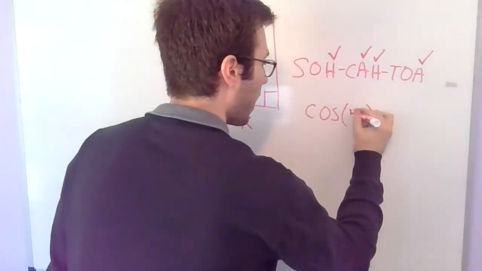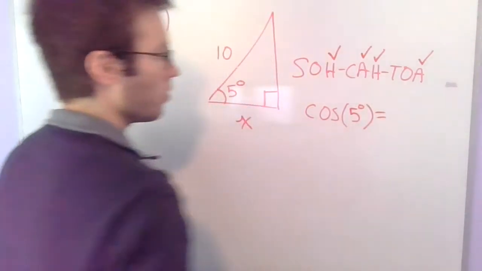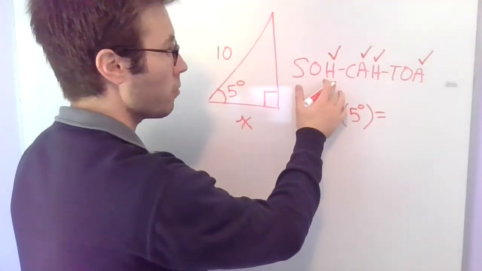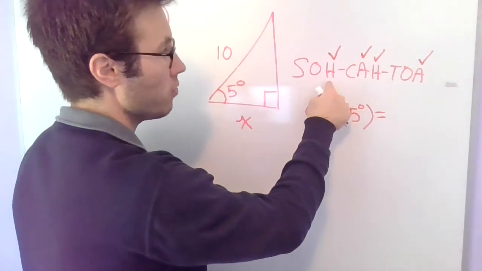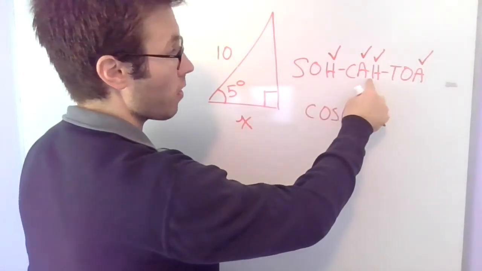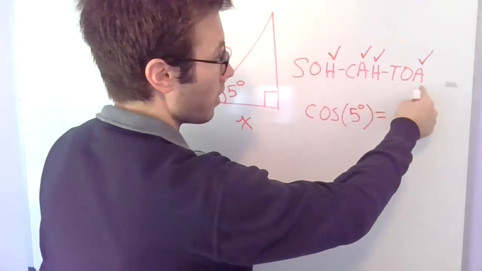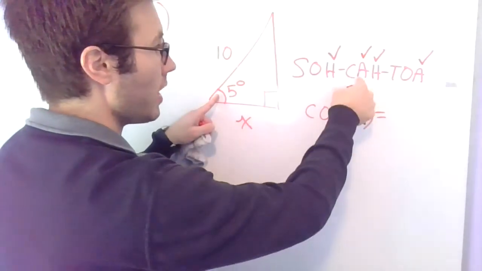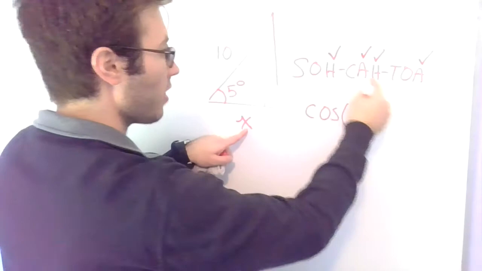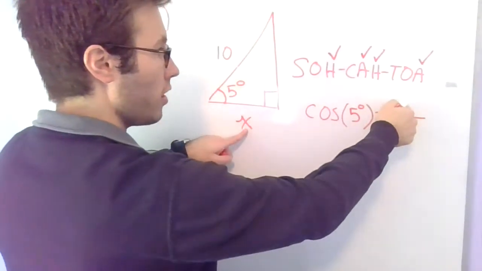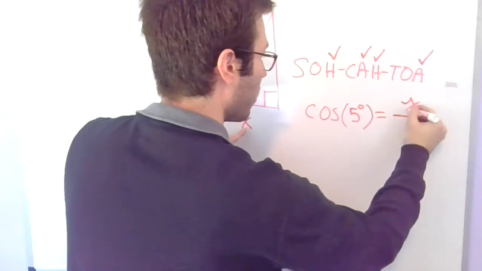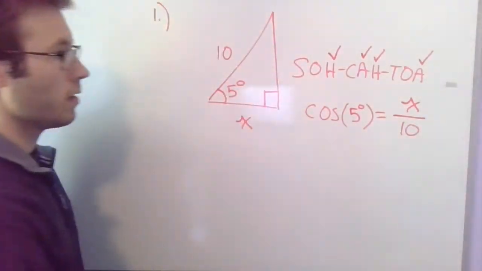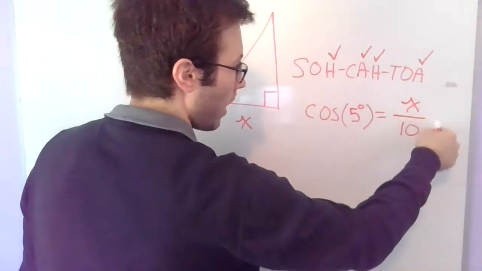So I write cosine of 5 degrees is equal to, again, this is not saying adjacent times hypotenuse. All of these terms, opposite over hypotenuse, adjacent over the hypotenuse, opposite over the adjacent, they're fractions. So cosine of 5 degrees right here is equal to the adjacent side, so adjacent goes up here. So I write an X. The hypotenuse is 10, so I put a 10 down here. Again, this would be A over H.